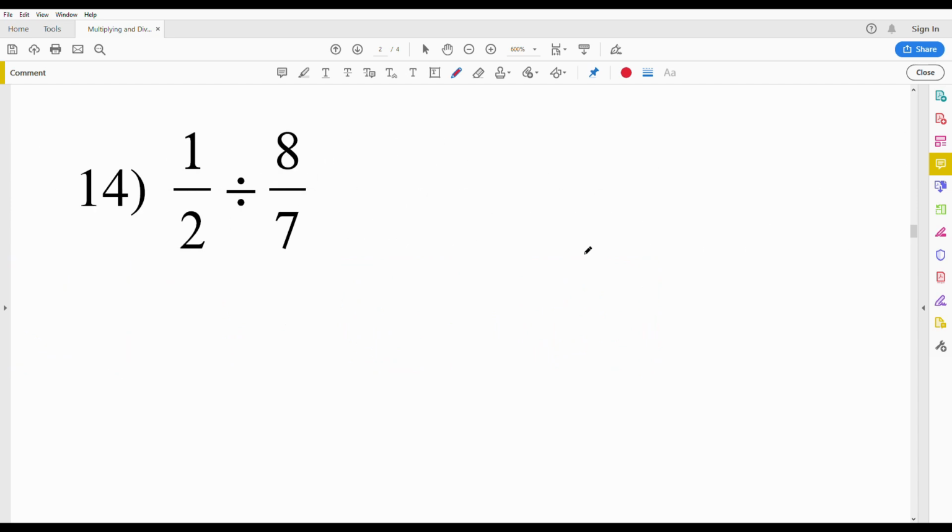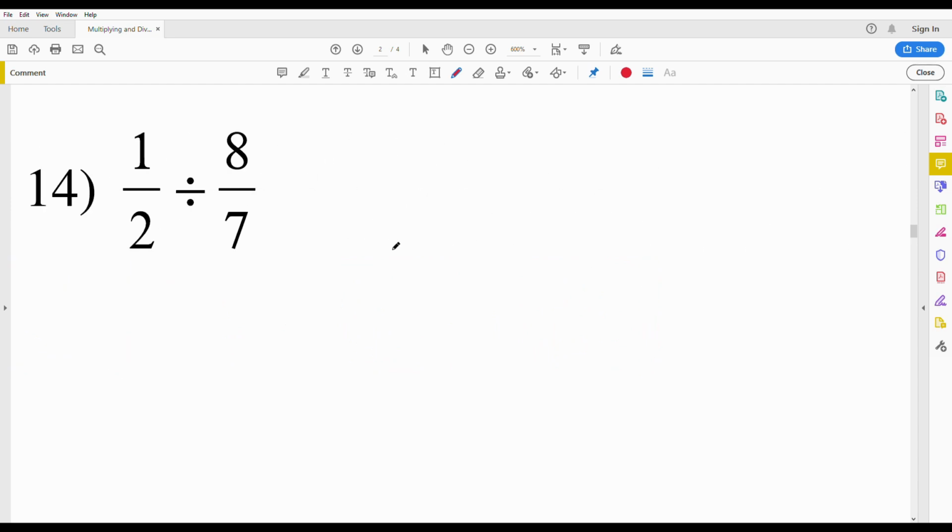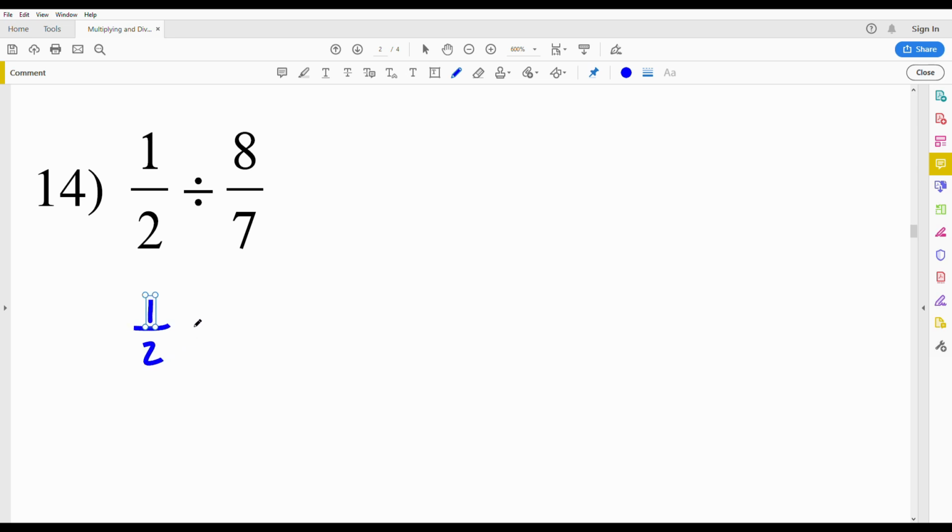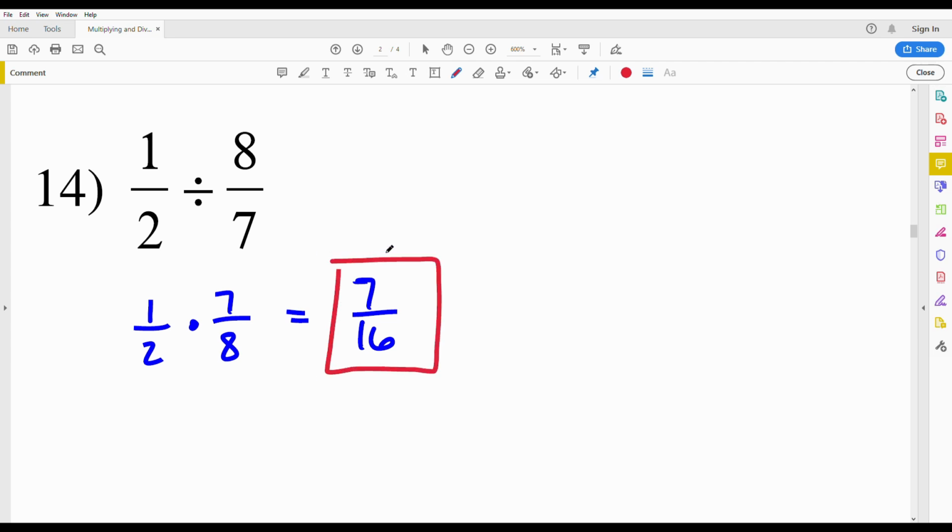In number 14, we have 1/2 divided by 8/7. Again, I'll say this each time. Dividing by a fraction is the same as multiplying by its reciprocal. So multiplying by that flipped fraction. So we'll do 1/2 times 7/8, flipping the 7 and the 8. 1 times 7 is 7. 2 times 8 is 16. 7/16 is our solution in number 14, and it is indeed positive. A positive times a positive, or a positive divided by a positive, is positive.